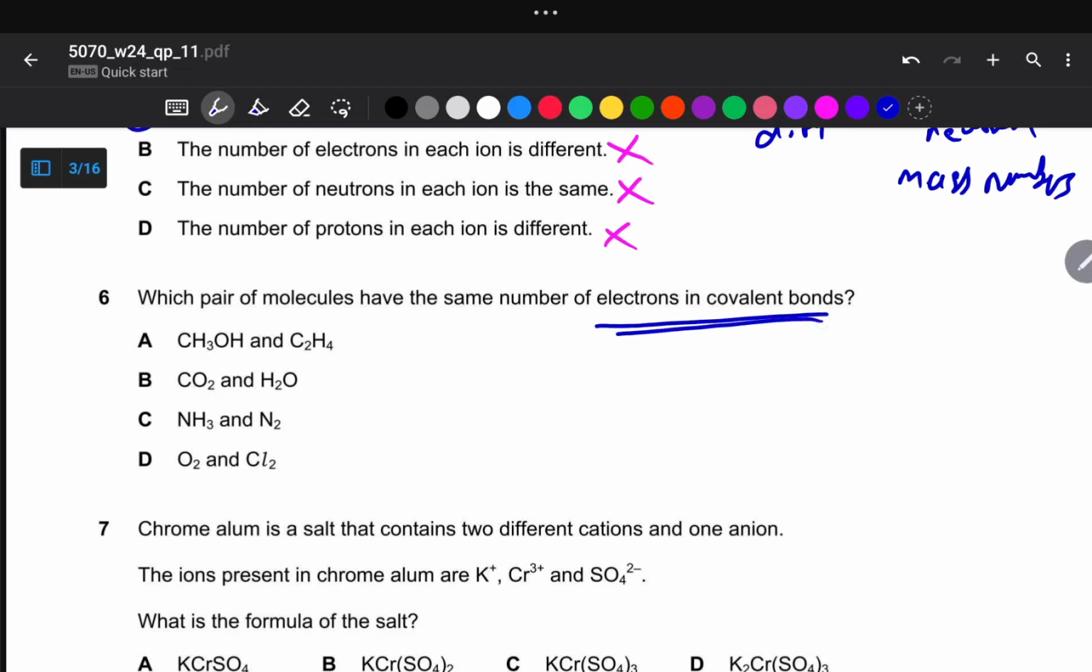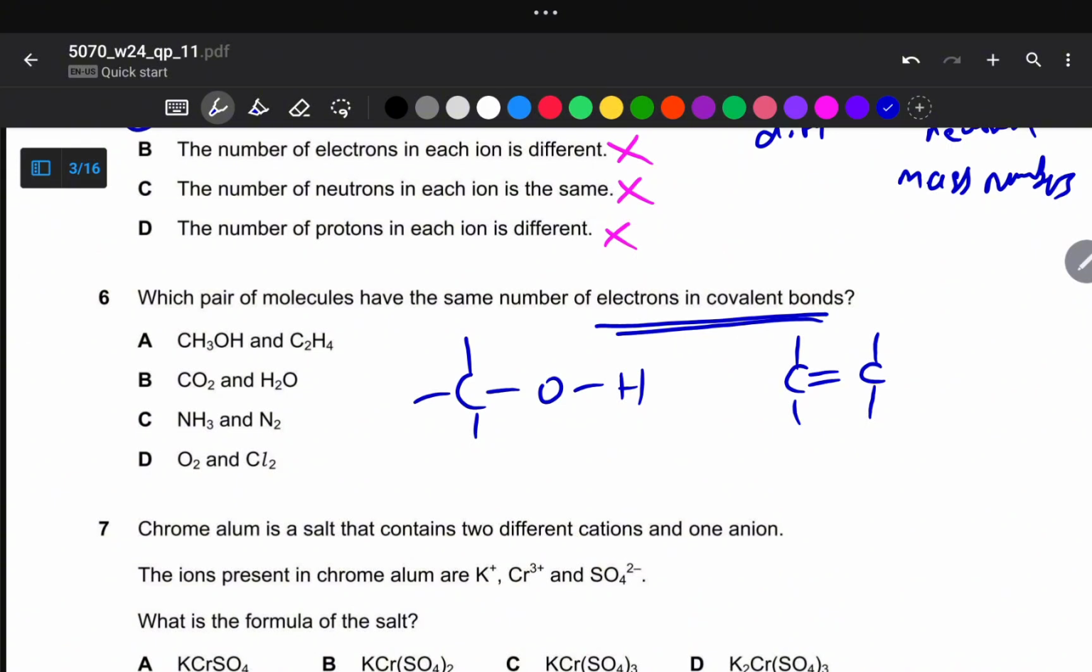So we want to draw the displayed formula so that we can count the number of electrons. We need to draw the displayed formula for both methanol and ethene. For methanol, it's CH3OH, with OH the functional group. And then for ethene, this one is an alkene. So this is organic chemistry, and this is what we call the displayed formula. I want someone to also define what we call the skeletal formula.